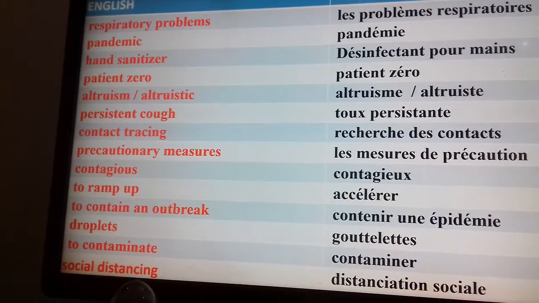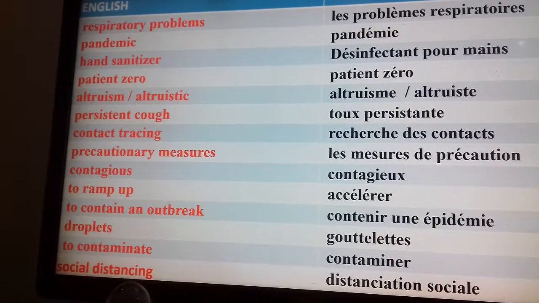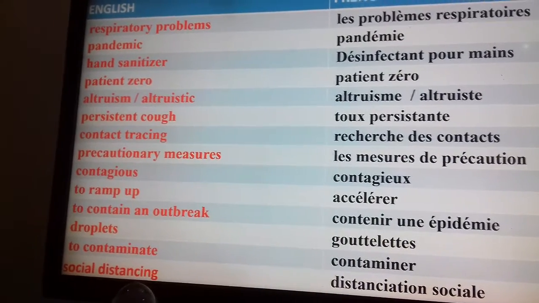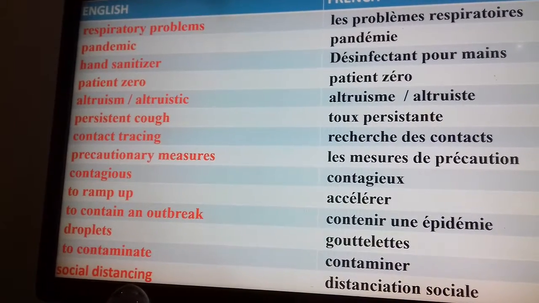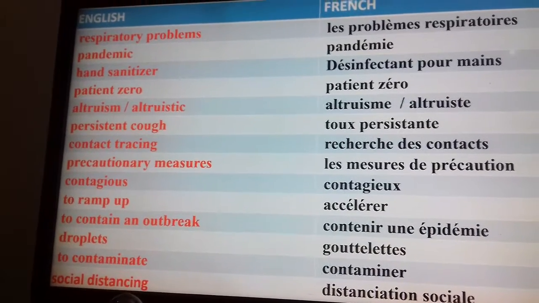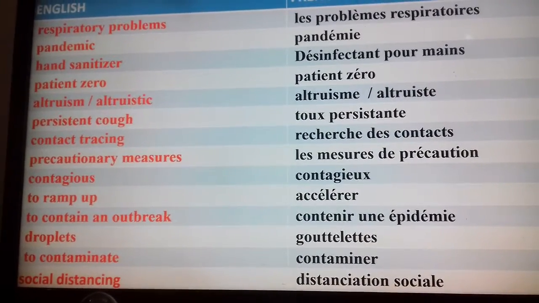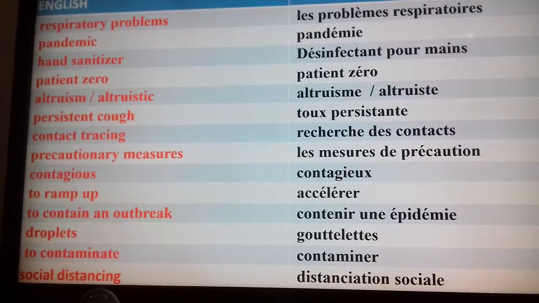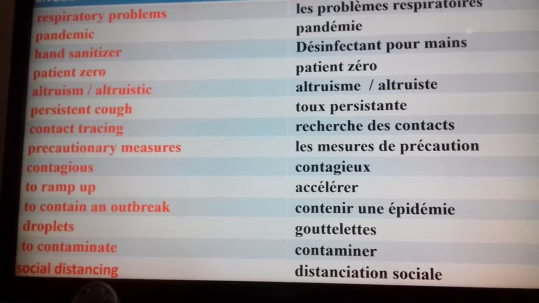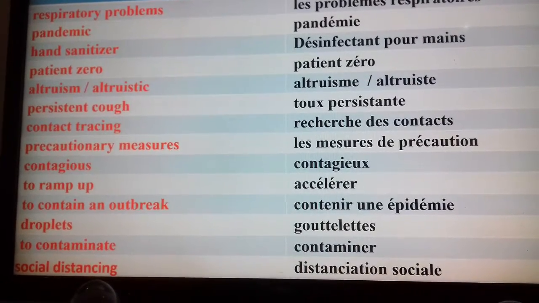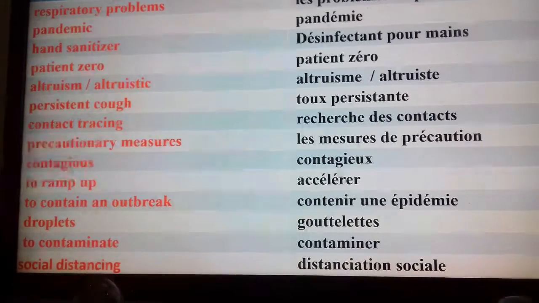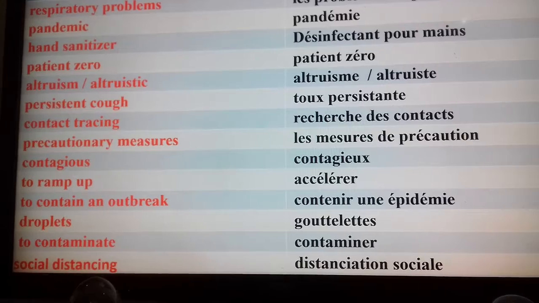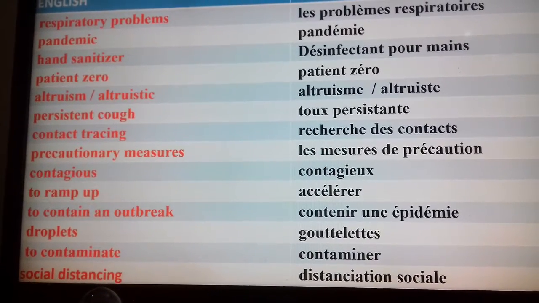Precautionary measures are those steps or measures that you take in order to prevent any contamination. Contagious, some diseases are contagious. COVID-19 is a contagious disease. It means that we can pass it from one person to another. On the board, you can also see ramp up, meaning to accelerate, and to contain an outbreak, meaning to try to control a pandemic.